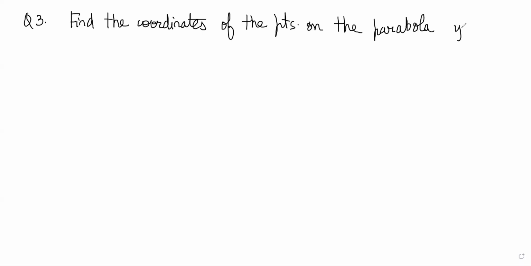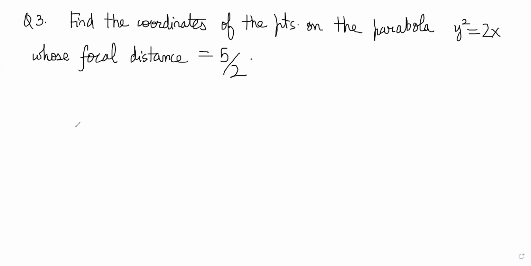Y square is equal to 2x, whose focal distance is equal to 5 by 2. Okay, so first of all, notice that it's a standard parabola, y square is equal to 4ax. The equation is y square is 2x, so that means a is equal to half.